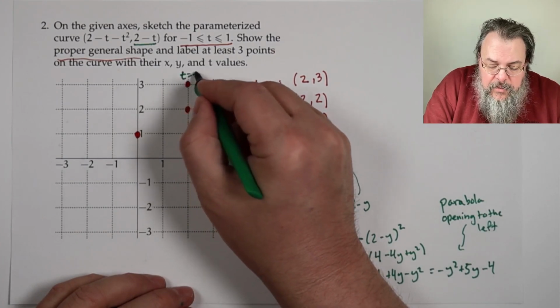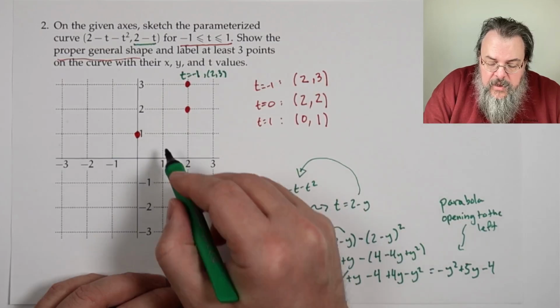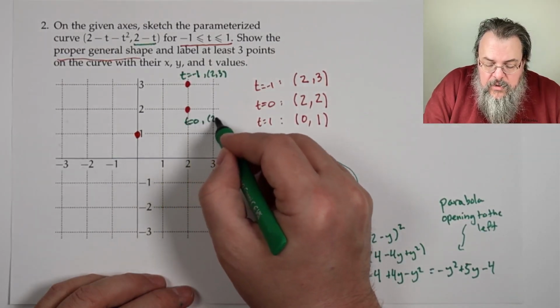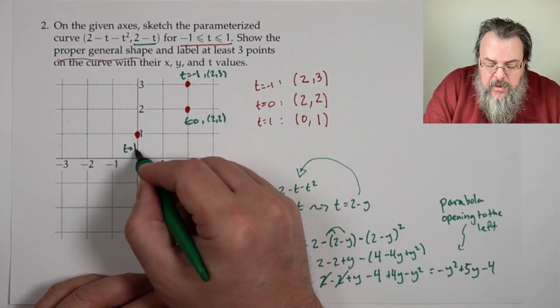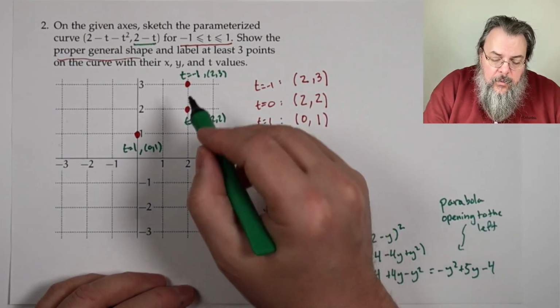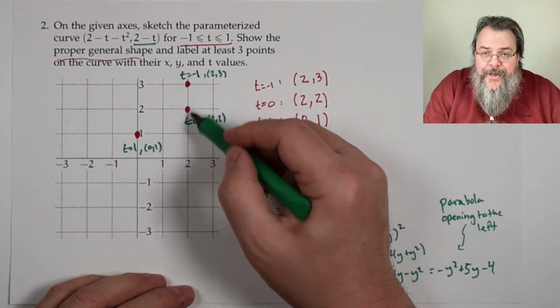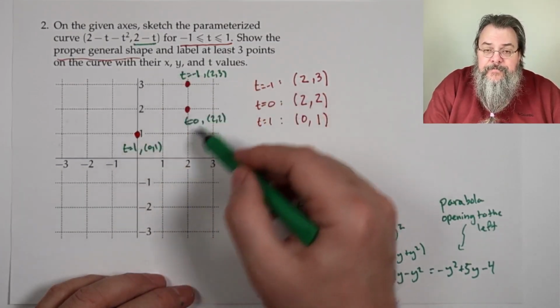We should have marked t equals negative 1. We're at 2, 3. And here we're at t equals 0. We're at 2, 2. And here we're at t equals 1. And we're at the point 0, 1. And now we're a parabola opening this way. And you see how these two are lined up correctly on top of each other? That means the parabola will go right between there.